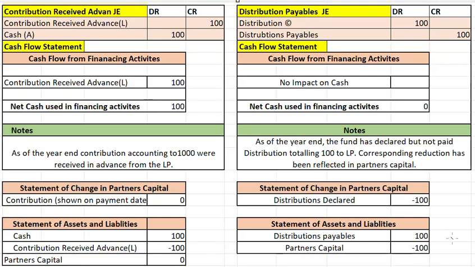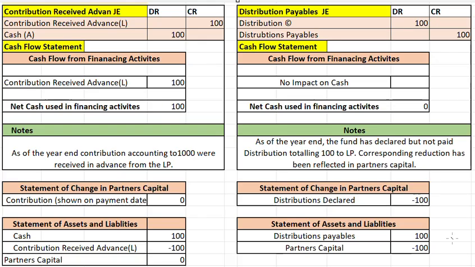In this video, let's check the contribution received in advance and the distribution payables. So let's assume the fund has called a capital of 100 and on Jan 10th is the last payment date, but an investor has made the payment very early on Jan 5th itself.